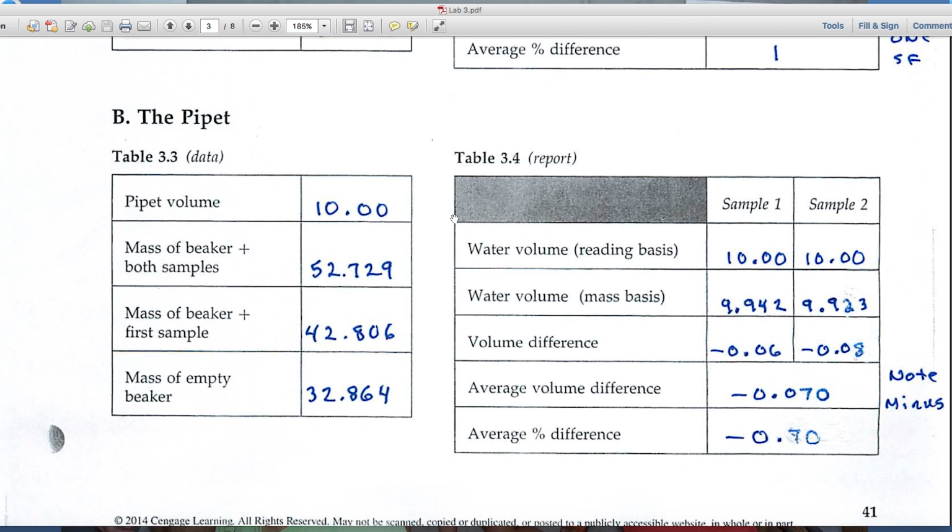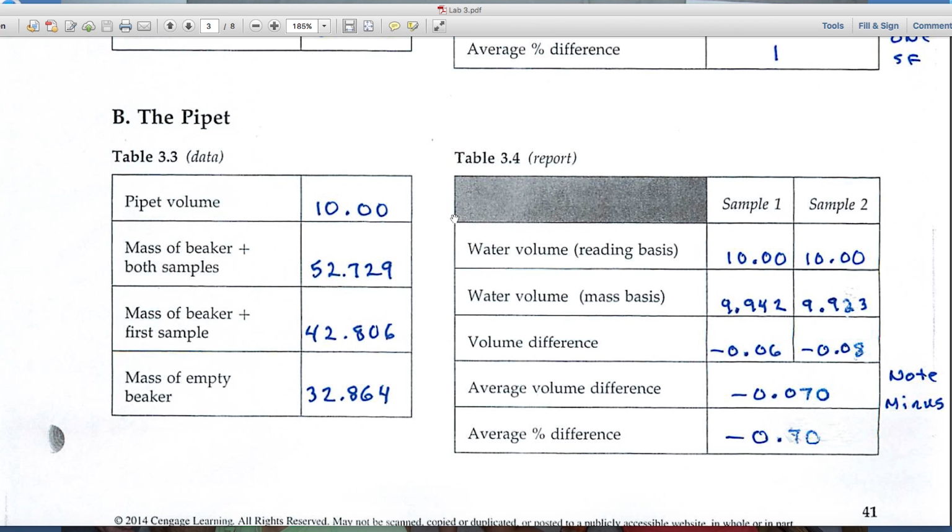The masses, again, are to the 1,000th. You can read the photos to that accuracy. And notice that the difference between these numbers, sample 1 would be the difference between 32 and 42, or about 10.